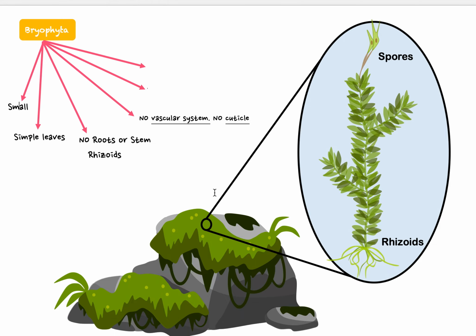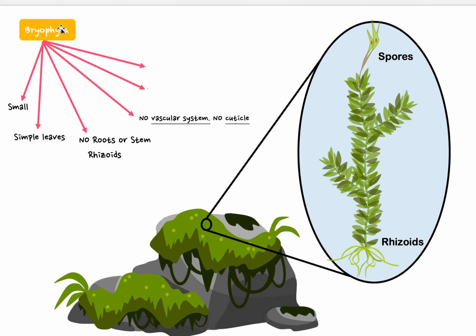Now, they also don't have a cuticle. A cuticle is a thin layer on top of a leaf that helps protect it from harsh conditions and helps to prevent water from leaving the leaf. So essentially, it's useful to conserve water so that the plant doesn't dehydrate.